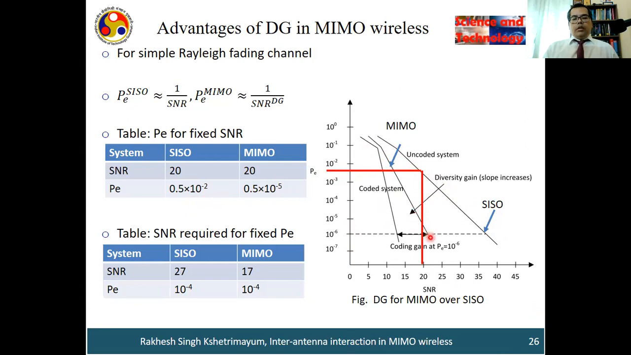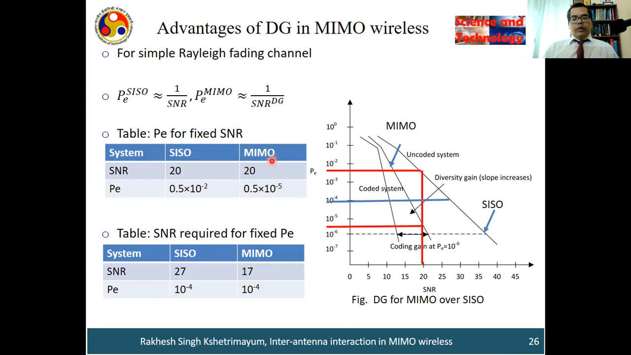But if you consider this MIMO system curve, it is cutting at this point here. So how much is that probability of error? The probability of error is 0.5 into 10 to the power minus 5. So typically when you employ a very good MIMO system, the probability of error will be reduced 1,000 times. So the error is minimized 1,000 times. So that's the advantage of the MIMO system, because of the increase in diversity gain.